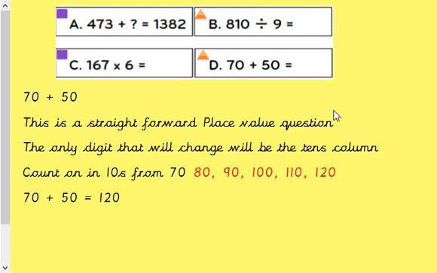Okay, second question we'll look at is the other mental strategy question, 70 plus 50. Straightforward question, place value. And the only digit that's going to change in this calculation will be the tens column. So we want you to count on in tens. Units will stay the same, will stay with a 0. So if we count on in tens, it would be 10, 20, 30, 40, 50. So 70 plus 50 would be 120.